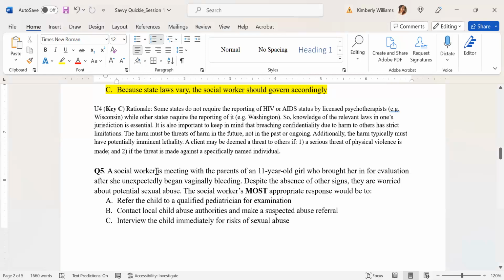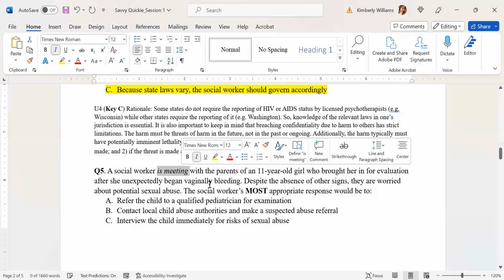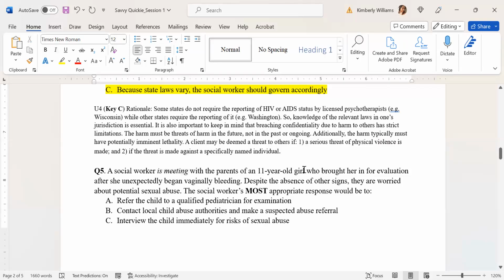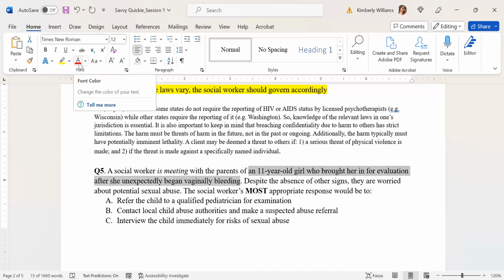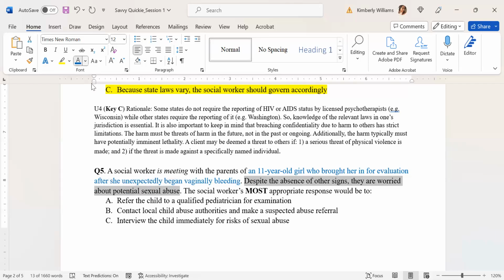Okay, so in this question, it says is meeting. So that tells me I'm in the beginning phase. So I should be worried about engaging and assessing my clients, who are the parents that brought in their 11-year-old daughter because they think that she is, let me not go too fast. This 11-year-old just started unexpectedly vaginally bleeding. That's going to be the presenting problem. So the priority is, despite the absence of other signs, these parents are worried that she has possibly been sexually abused. That's where the major problem is. So that's where we're going to base our answer. Remember, y'all, the priority problem is where you get your answer from. That's what the exam is looking for.